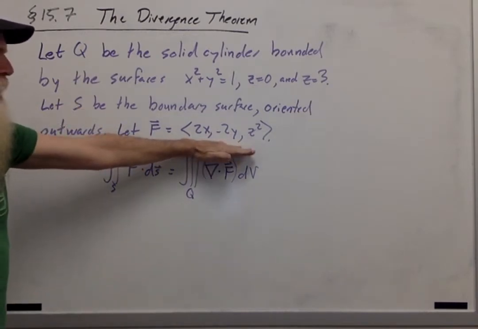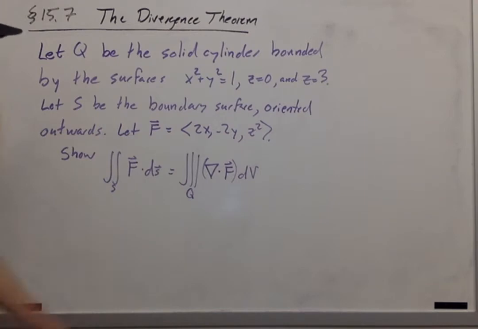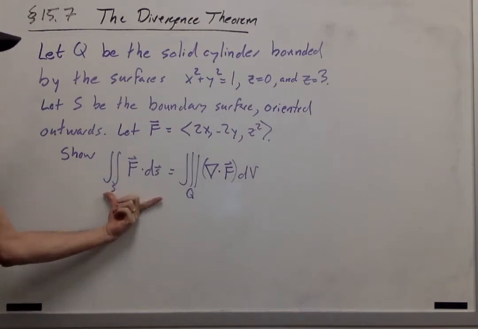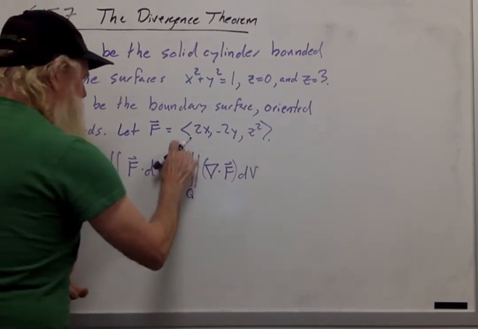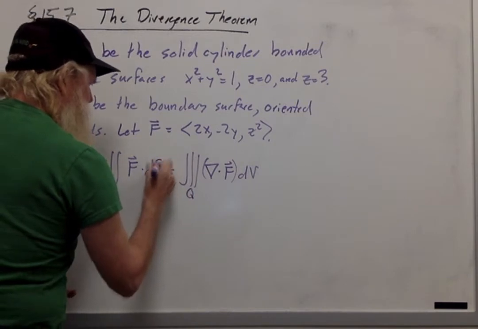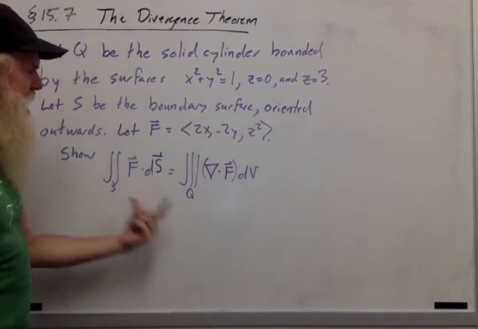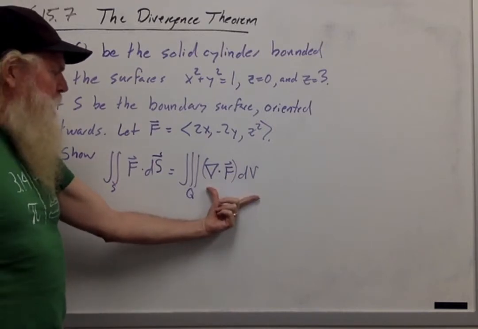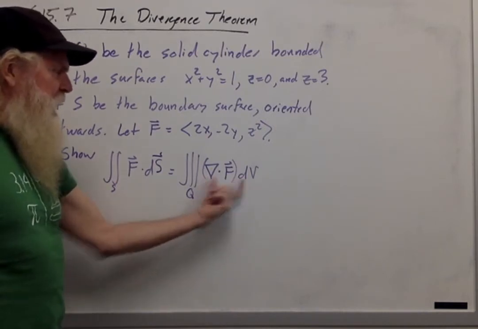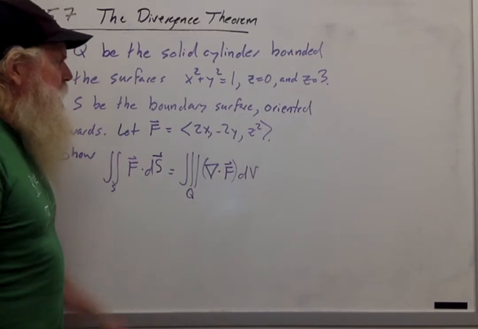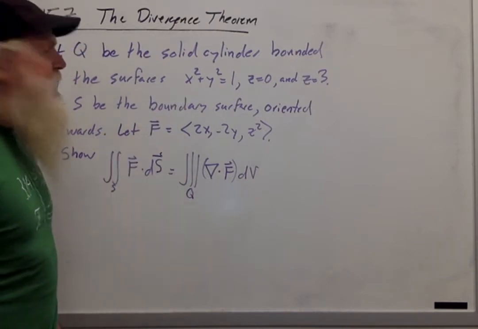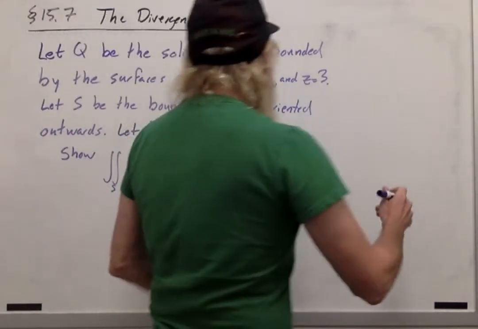We're going to let S be its boundary surface oriented outward, and we're going to let F be the vector field (2x, negative 2y, z squared). Then the divergence theorem tells us that the flux of the vector field through the surface S, the double integral over S of F dot dS, is equal to the triple integral of the divergence of F dV. So first of all, let's see if we can figure out what the solid is.